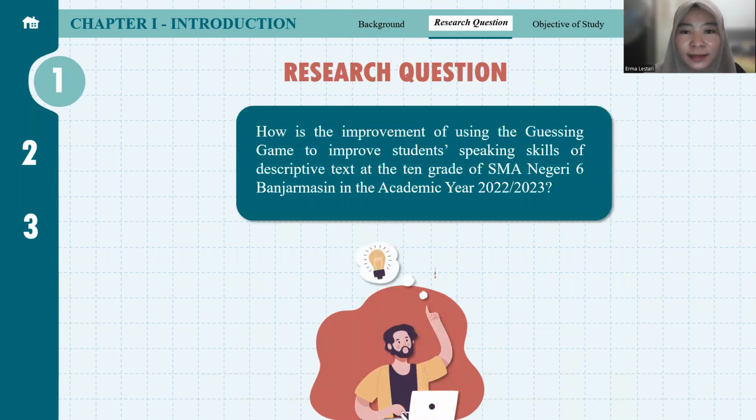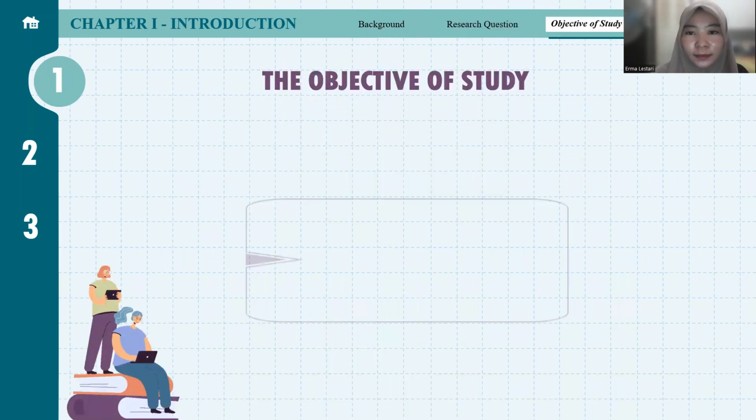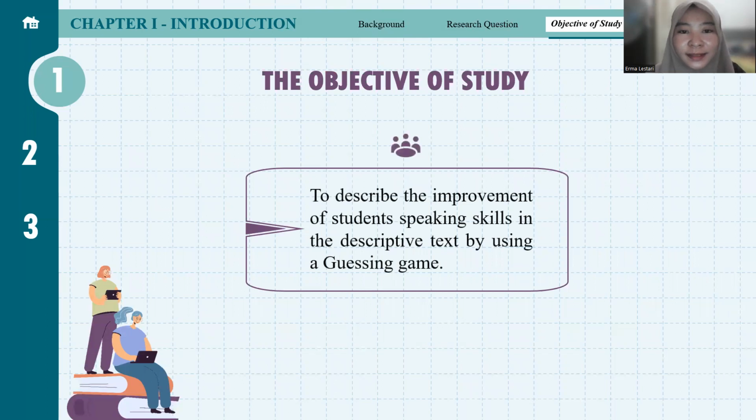Okay, the next is the research question. My research question is: how is the improvement of using the guessing game to improve student speaking skill of descriptive text at the 10th grade of SMA Negeri 6 Banjarmasin in academic year 2022 and 2023? And here the objective of the study is to describe the improvement of student speaking skill in descriptive text by using a guessing game.